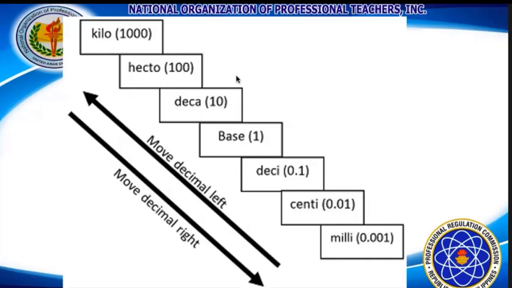Si decameter less than hectometer. Hectometer is less than kilometer. Pero si meter na base or liter or grams is bigger than decimeter, bigger than centimeter, bigger than millimeter. Example, 1 meter. Dito, nasa base ang meter. Siyempre, yung isang metro, mas malaki siya kaysa kay centimeter. Mas malaki din siya kaysa kay millimeter. Okay?